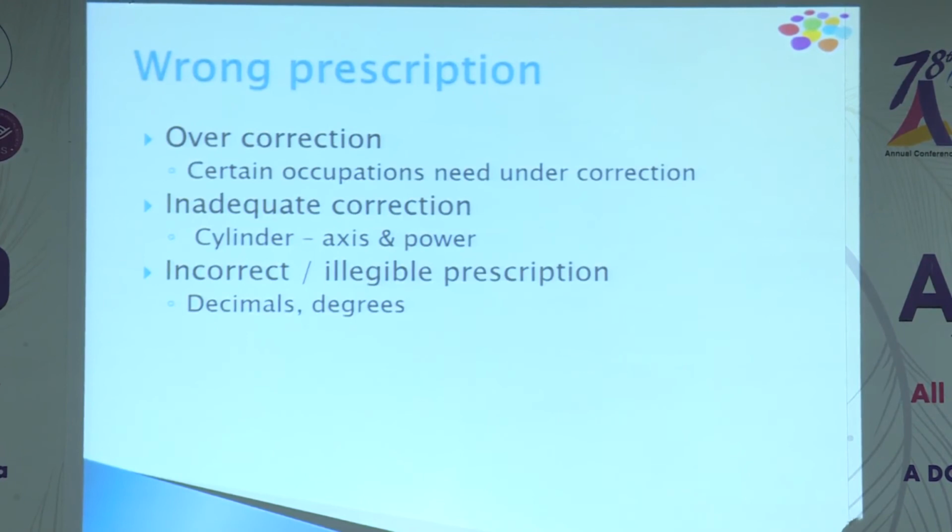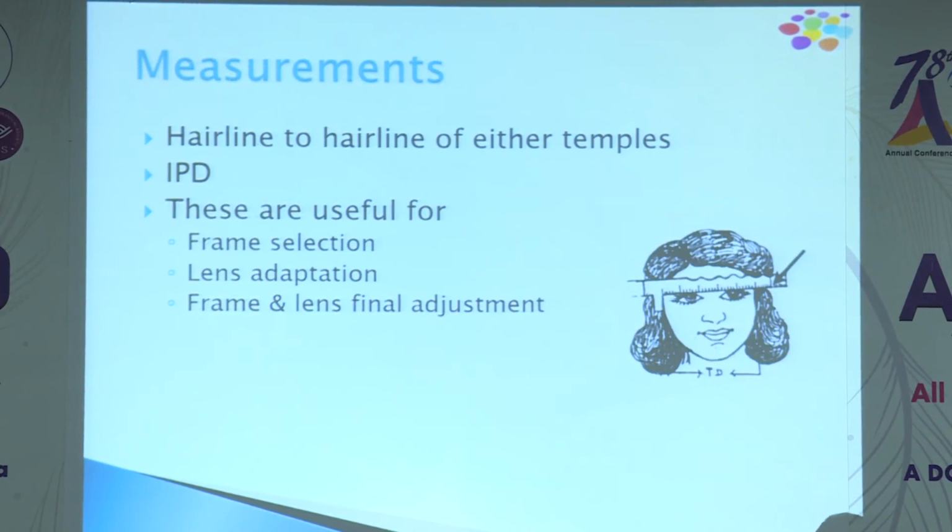Wrong prescription is another thing. Sometimes there will be inadequate cylinders detected, incorrect decimals, or plus or minus sign differences. All these things come. Then coming to the fitting, you have to be very careful. You should have a very good fitter if you are having an optical shop, or even otherwise if the patient is going out, you should instruct that there should be a good fitter, and you should take the IPD reading in every case.